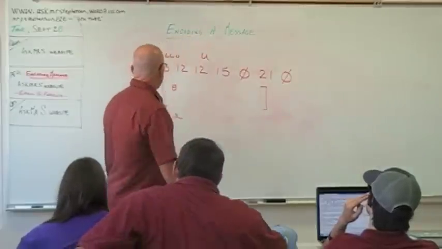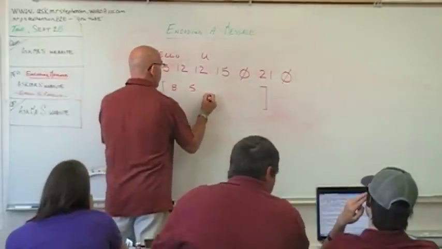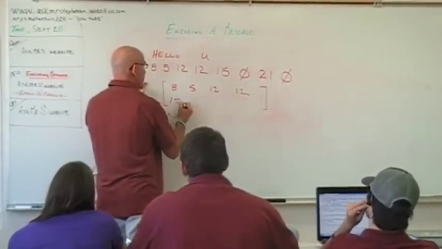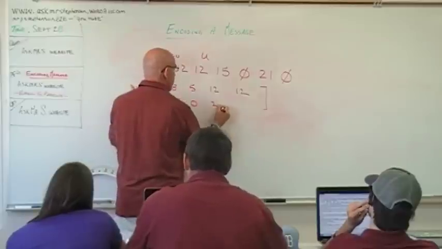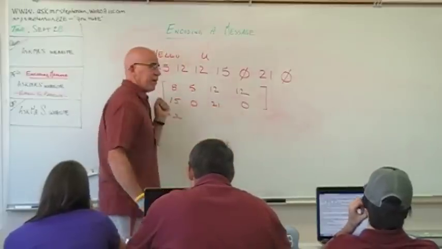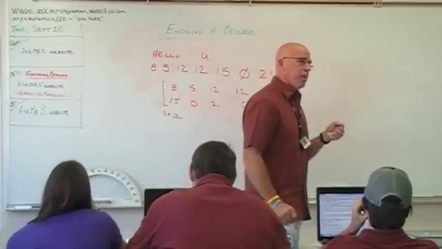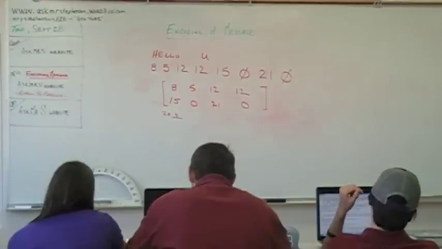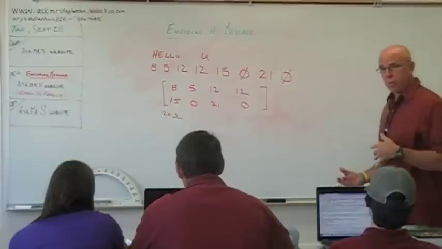So we've got 8, 5, 12, and 12, and then I start with 15, and I go 0, then 21, and 0. Filling my message into a 2 by whatever, depending on how many symbols you have in your particular message. Mine's a 2 by 4.